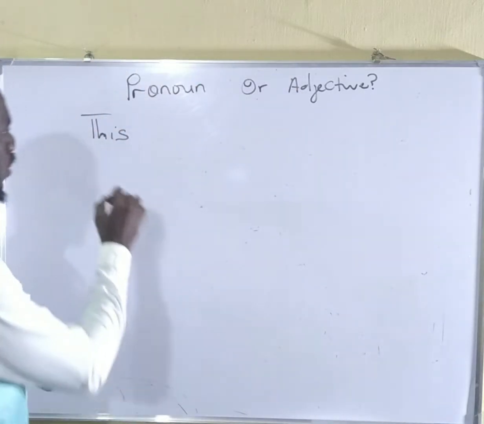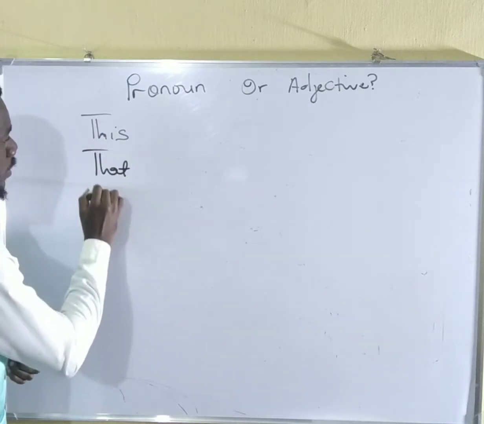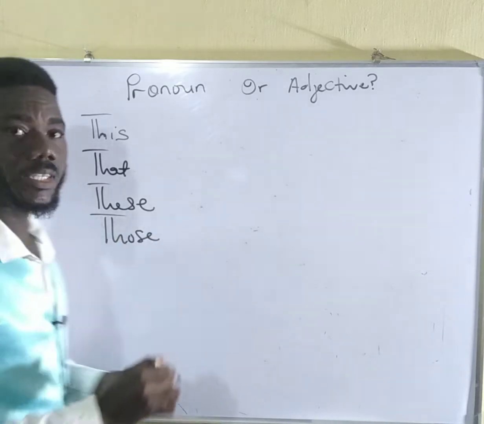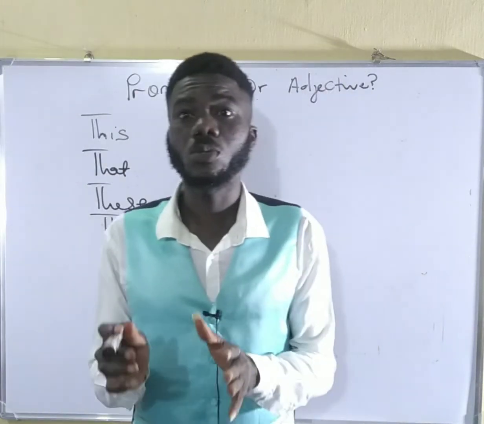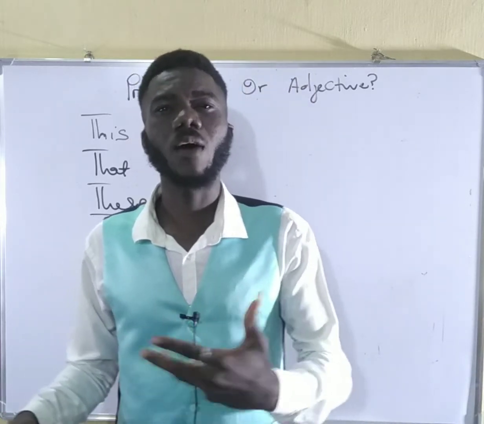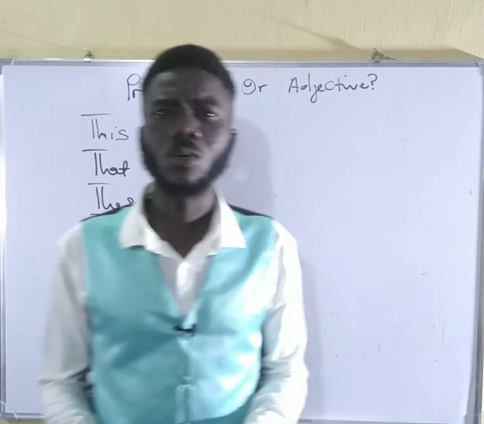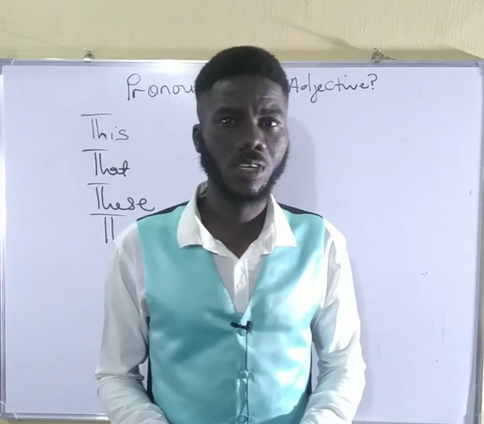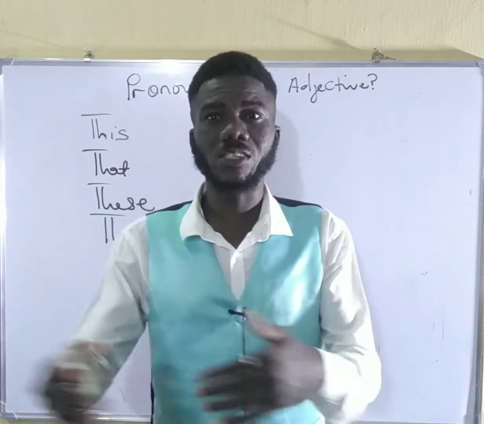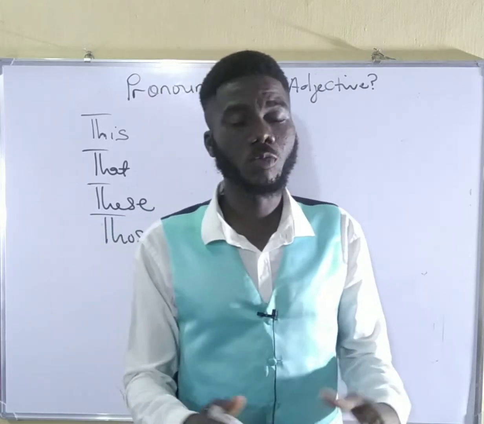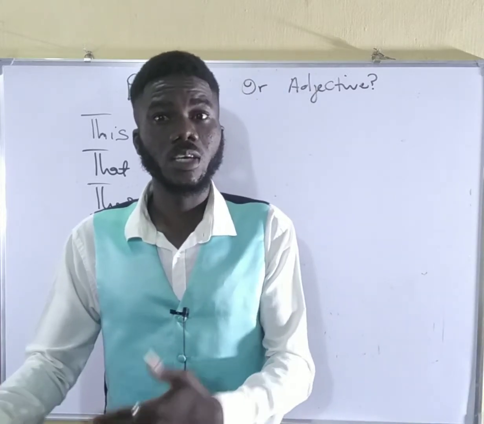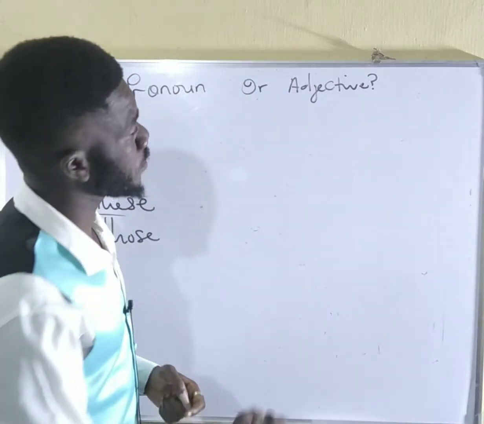Now, this, that, these, and those. These words you see here belong to demonstrative adjectives and they belong to demonstrative pronouns. Now, how do you know where it belongs at a particular time? You first ask yourself, what is an adjective? You talk about an adjective when you are referring to words that qualify, words that describe. Am I right? You talk about adjective when you're talking about a word that qualifies another word, that tells you something about another word.